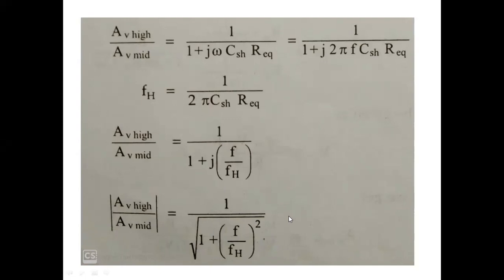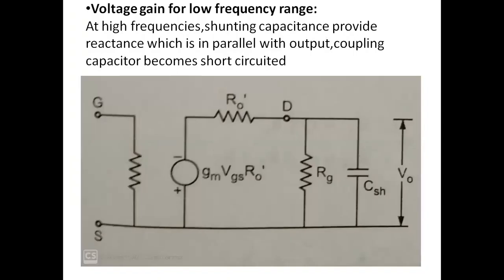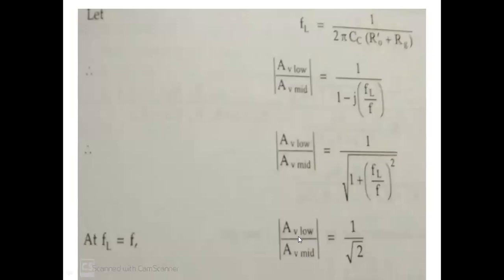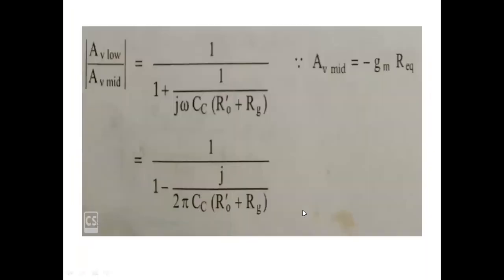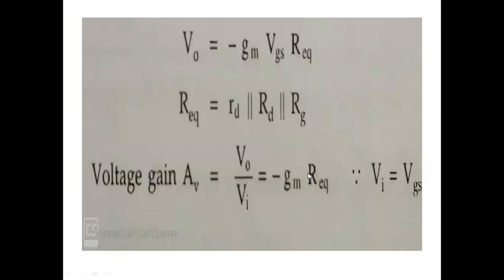So from that equation, we can say that at higher frequency also, the gain becomes 1 by root 2 times its mid frequency gain. That means the gain drops by 1 by root 2 times from the mid frequency gain or from the highest gain. Okay, so this is the gain at higher frequencies, and this is the gain at lower frequencies. Analysis is same, and this is the gain at mid frequency.